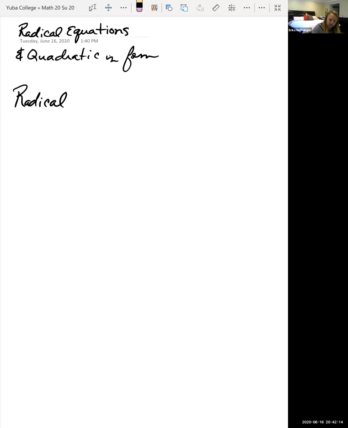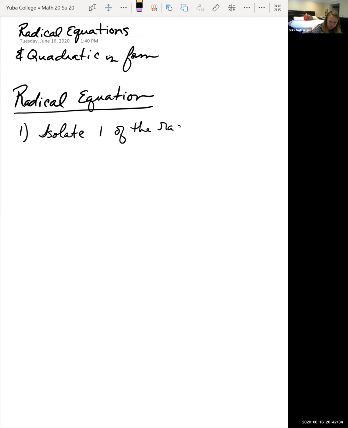But you're always going to start out the same way. So I guess, let's just write this. So your recipe on solving radical equations, first step you want to do is you want to isolate one of the radicals to one side of the equation. So we're getting everything else besides that one term with a radical to the other side of the equation.